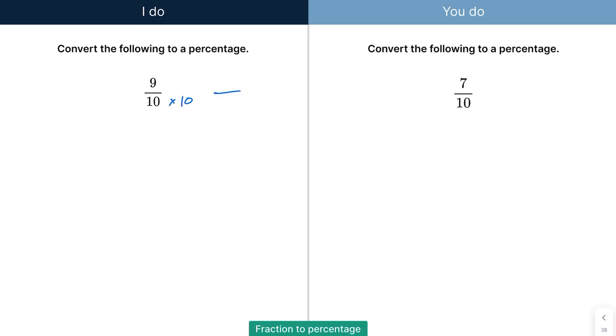If I times the bottom by 10, I have to do the same to the top, yeah? So that's now 90 out of 100. That's 90%. Again, here, can I write this out of 100? Because it'll just make my life easier. Yes, I can. If I times the top and bottom by 10, that gives you 70%.